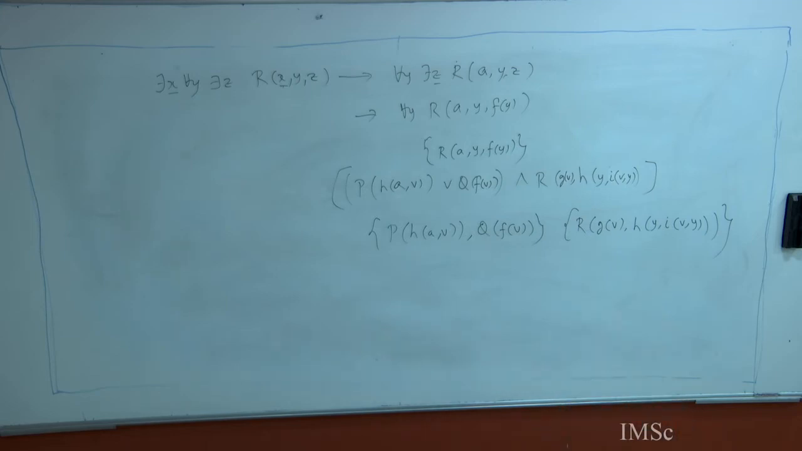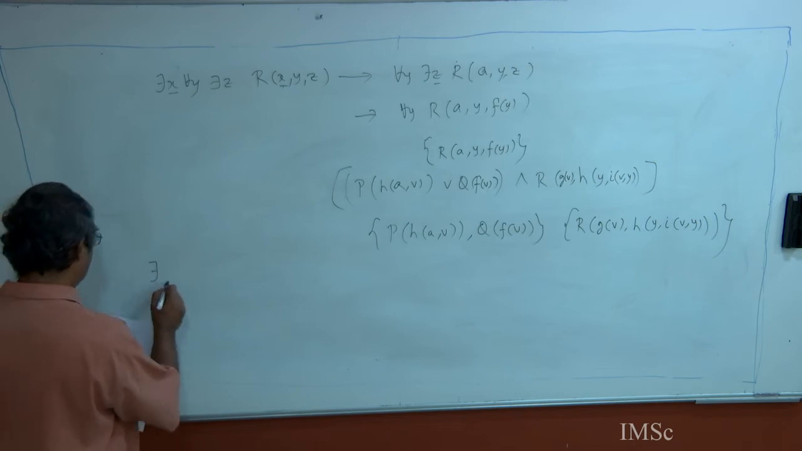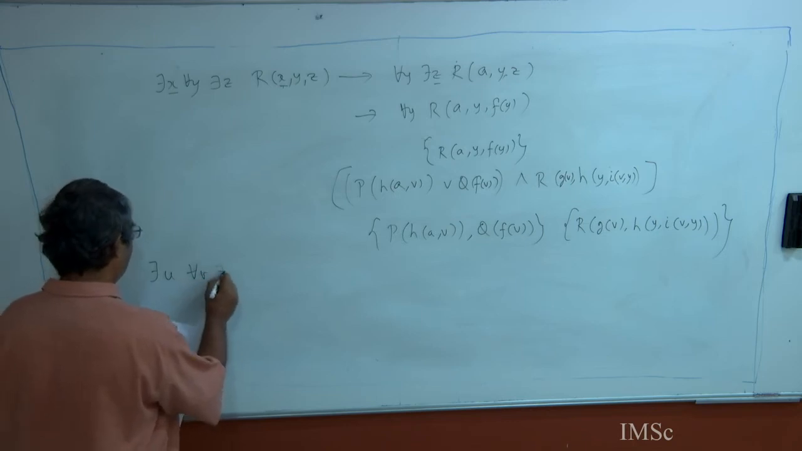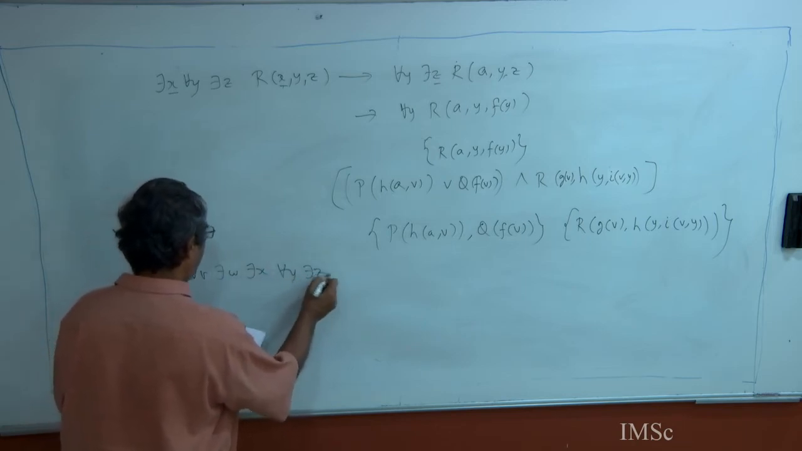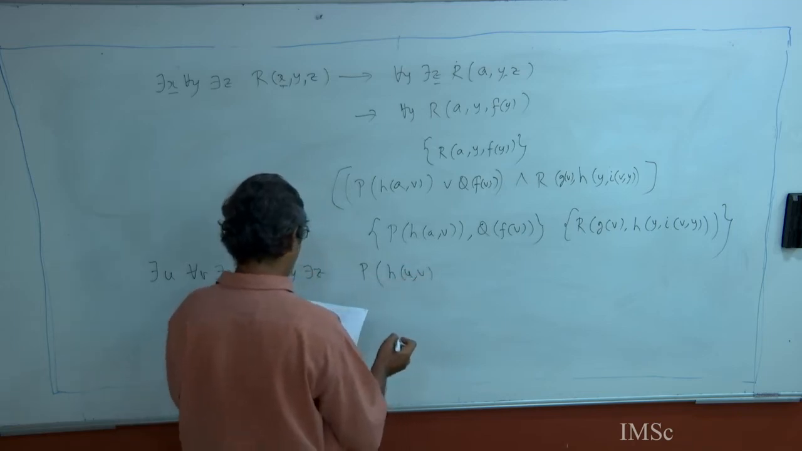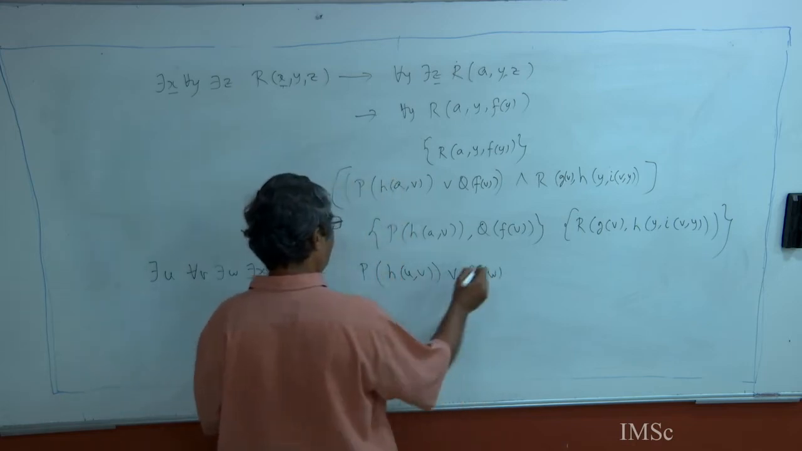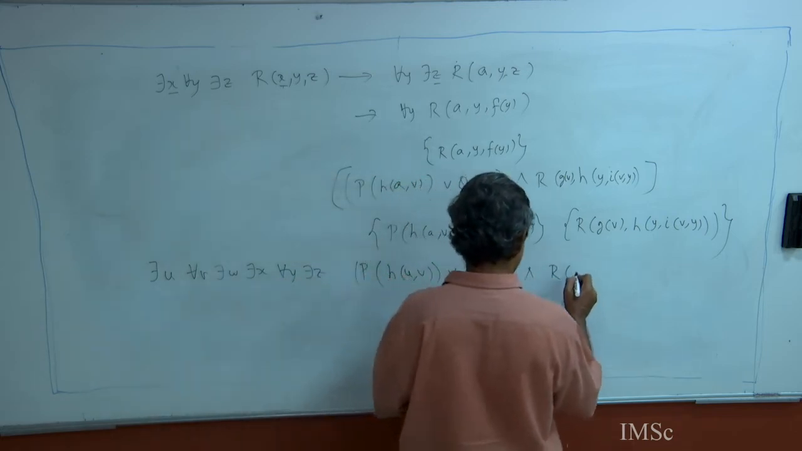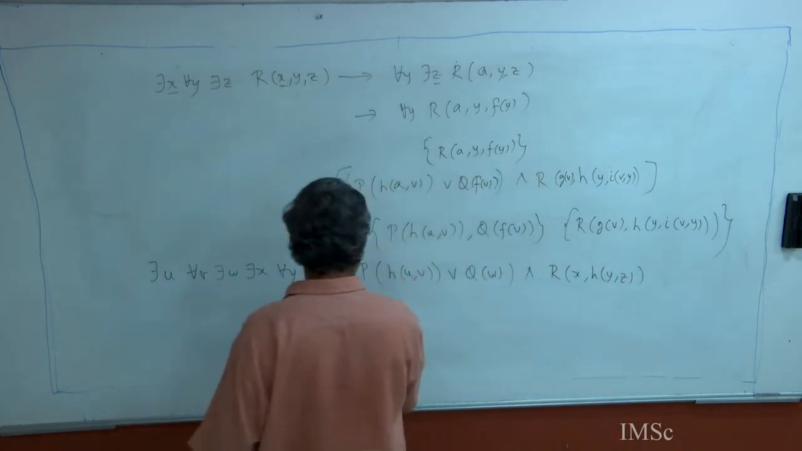Let me go back to the same formula. Suppose I didn't actually do this blindly like I did. I should have kept it, I'm sorry. It was easier to just erase. There exists x for all y, there exists z, p of h of u v or q of w and r of x of h of y z. This is what I had.